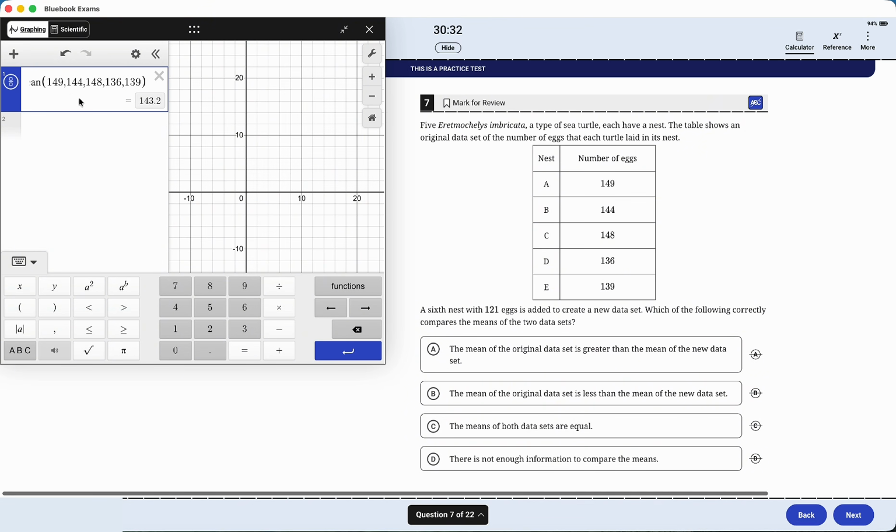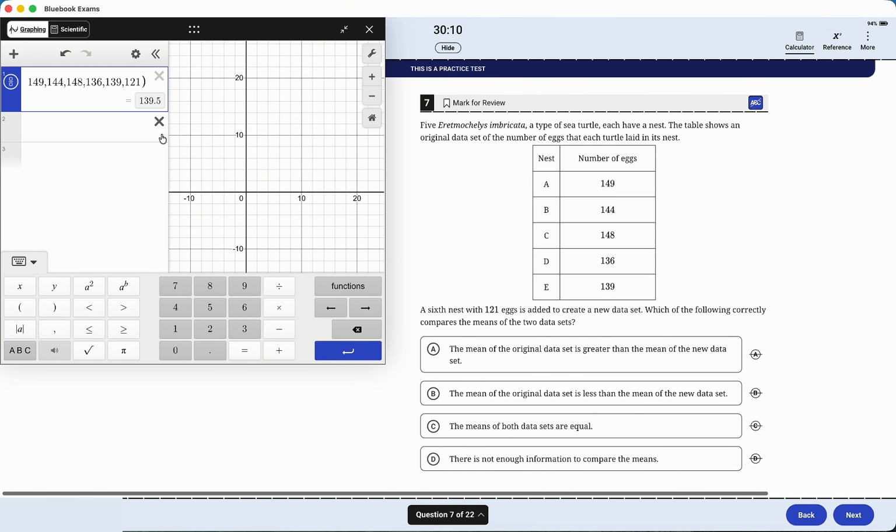If you want to answer mean, I can just type the word mean, right? And I can just type in my numbers and it'll tell me what the mean is. So this is the mean of the original, the 5 nests that we currently have. And it asks if we add a sixth number. So you see, really easy. All I do is add a sixth number, and I can see it was 143.2 for the original. And when I add 121, it goes down to 139.5, right?